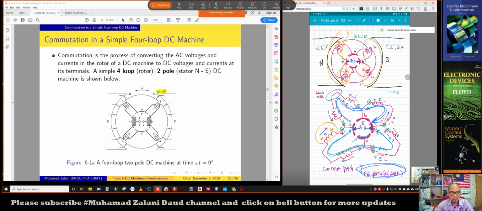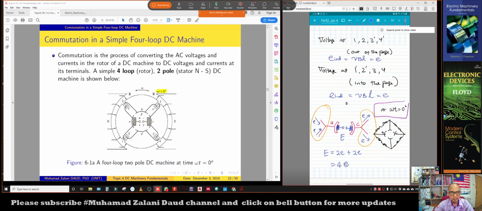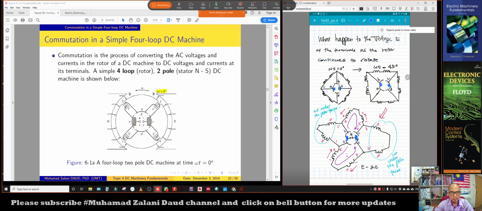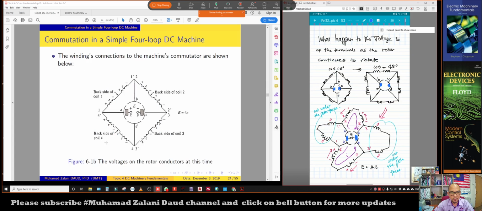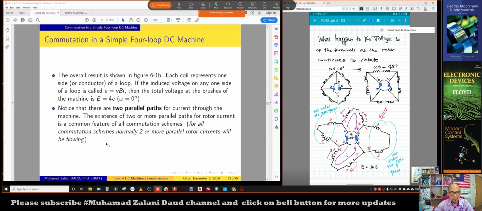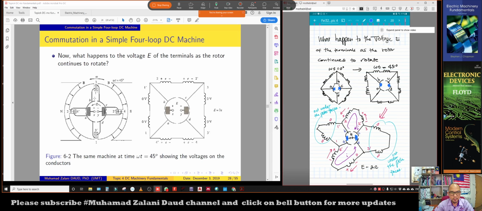For the current path, we have two parallel paths, and then the voltage is 4E, okay. 2E at this side and 2E at the other side, all right. So that is for the condition at omega t equals 0 degree. And then similarly, we can calculate when this rotor arrives at another state here, which is at omega t equals 45 degree.